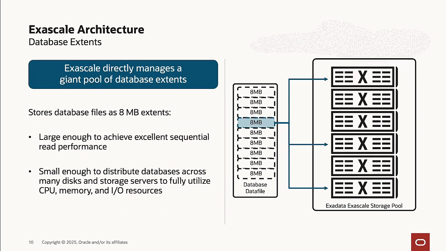So just to dive down for one little second, this is what the Exascale architecture looks like. We've actually created 8 megabyte extents to store your data, your log files, your trace files, and everything together. And we have spent a lot of engineering time to test this out. We found that 8 megabyte extents are large enough to achieve excellent sequential read performance, but small enough to distribute databases across many disks and storage servers so that we can fully realize the CPU, the memory, and the IO resources on the Exadata platform today.